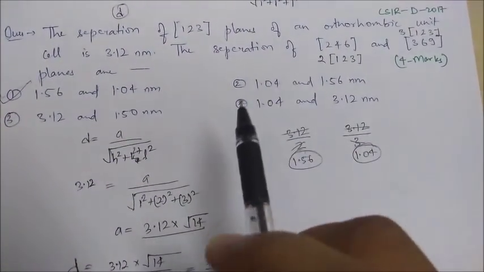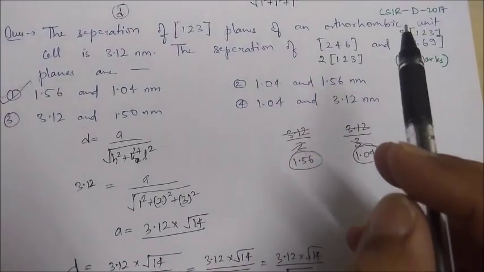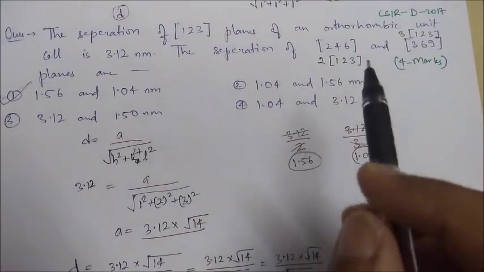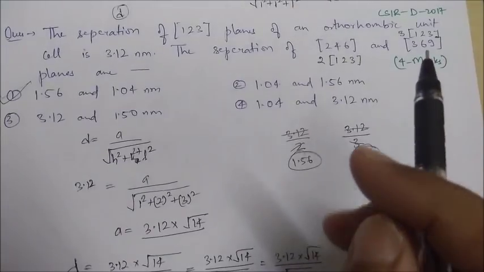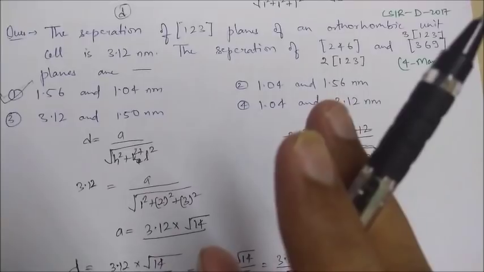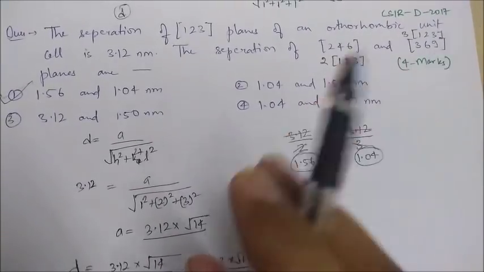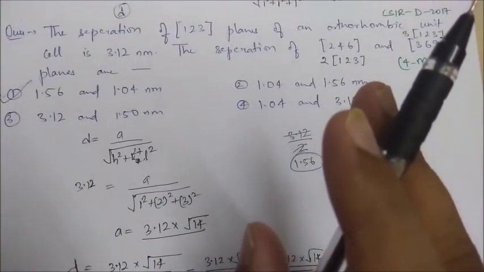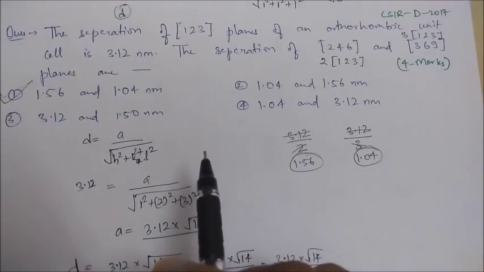So one more question was asked in CSIR June 18, and if you want to see how to solve this question, I'm giving the link for that. CSIR June 2018 question on solid state based on this Bragg's equation only, that is solved over here. Just go to this link and watch that video also.